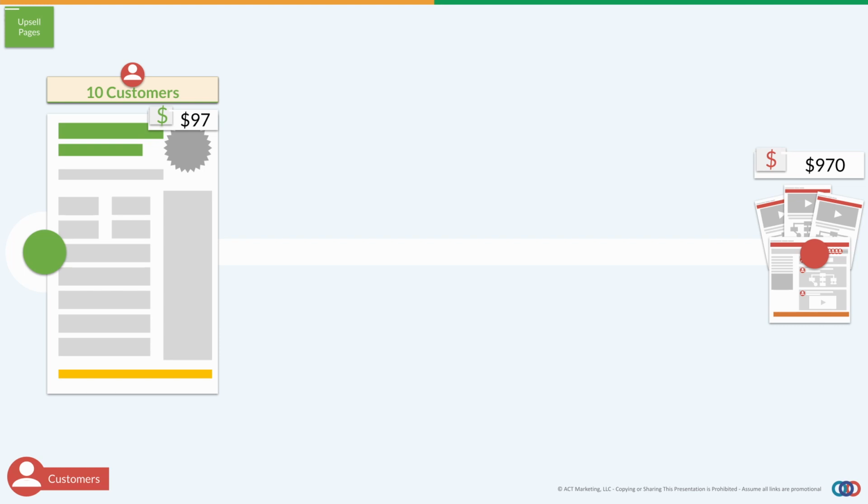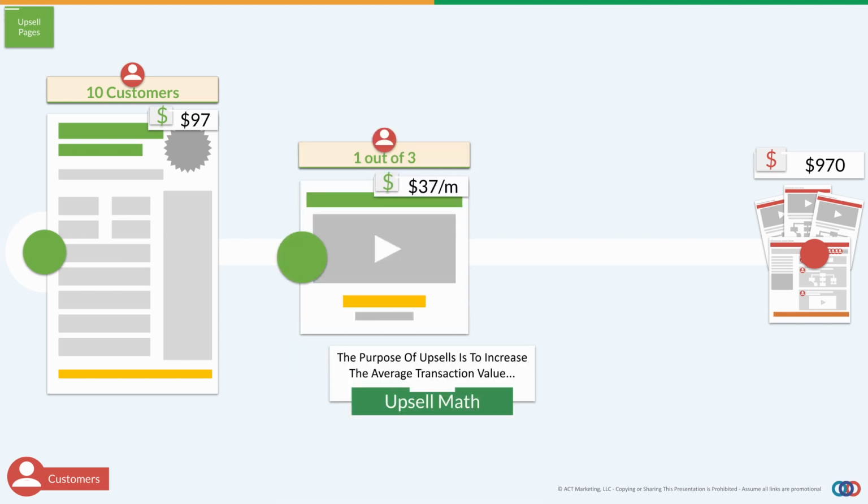So let's say, for instance, we add one upsell offer, and it's a membership at $37. And of the 10 people, 1 out of 3 take us up on the offer, right? Well, all of a sudden, our revenue goes from 970 to over 1,000, 1,081, and we have some reoccurring revenue coming in for the next 3 to 6 months, right? Depending upon the lifetime value of your customer.